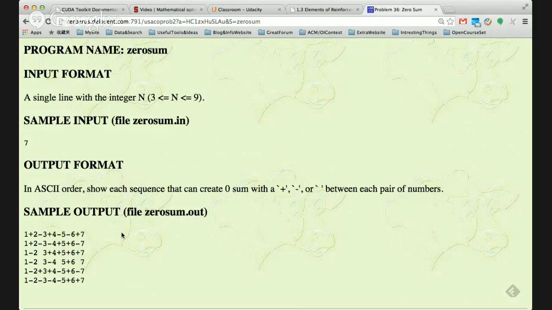Anyway, let's take a look at the algorithm. Actually, the algorithm is pretty easy. Let's see.